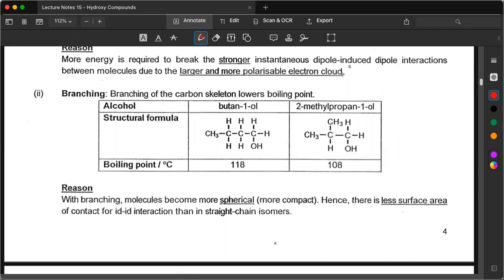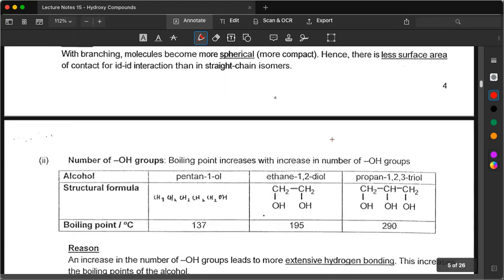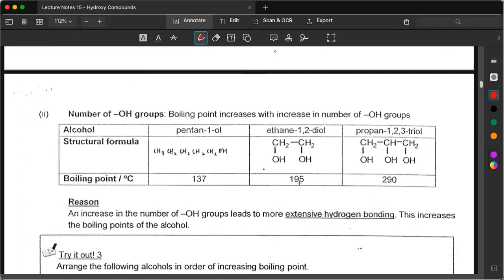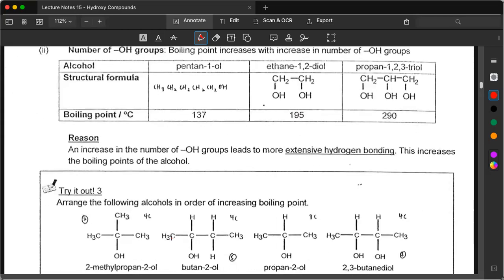As you can see, 2-methylpropan-1-ol has more branching and is more spherical, resulting in less surface area for contact. With the number of OH groups increasing, as shown, the boiling point increases because it leads to more extensive hydrogen bonding, and this increases the boiling point of the alcohol.